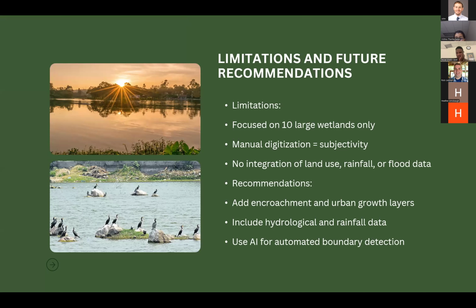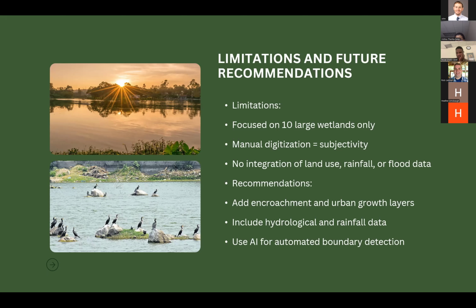So while the findings from this study are significant, it is important to acknowledge the limitations. First, it only focuses on 10 large wetlands, excluding many other wetlands that are present in Chennai. If we include all of those wetlands, we can get a different story, or maybe a very serious one. Second, I manually delineated these wetlands, and although I did it very carefully, it does have some level of subjectivity.